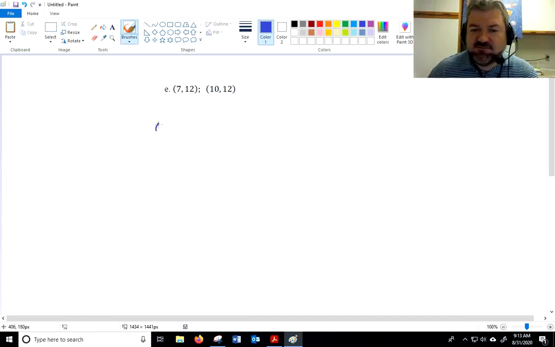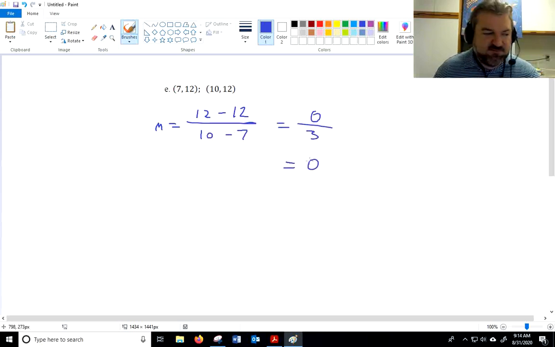Okay, so we have slope of 12 minus 12 over 10 minus 7. Yep, sure enough, and that is a slope of 0. Slopes of 0 and undefined slopes are extremely important. They occur at very special places in a variety of functions, and they become very important in courses such as pre-calculus, calculus, and beyond. So we definitely want to make sure that we're comfortable with that.